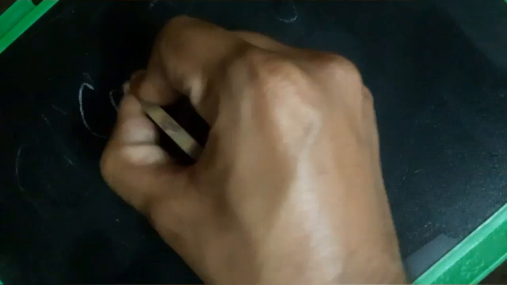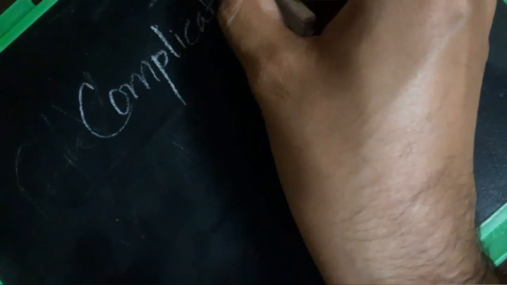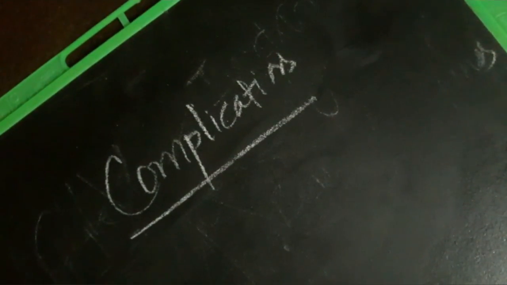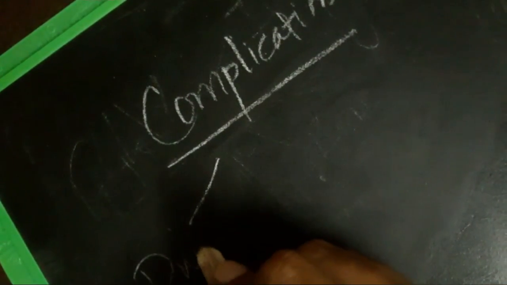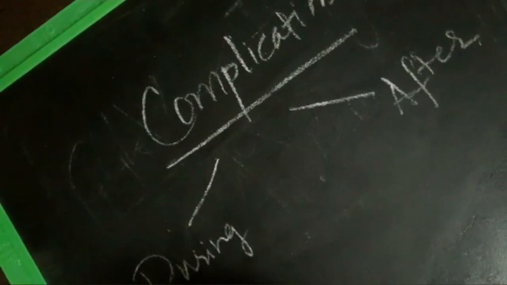Now, coming on to the complications of anesthesia. The complications of anesthesia may be ones that occur during the anesthesia and after the anesthesia.